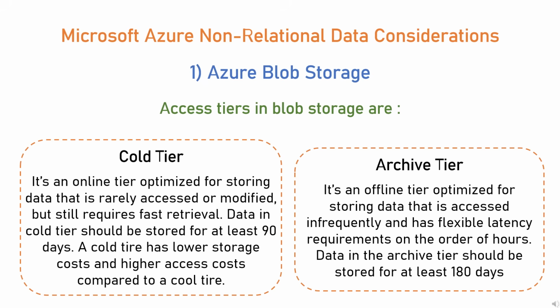Archive tier. It's an offline tier optimized for storing data that is accessed infrequently and has flexible latency requirements on the order of hours. Data in the archive tier should be stored for at least 180 days.